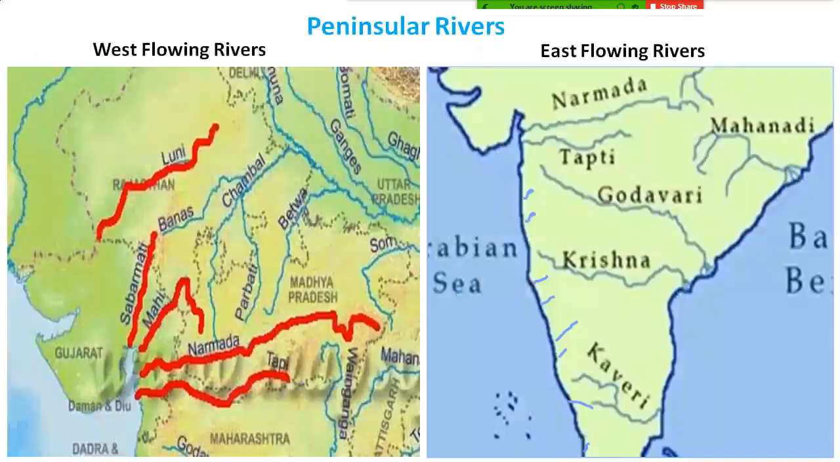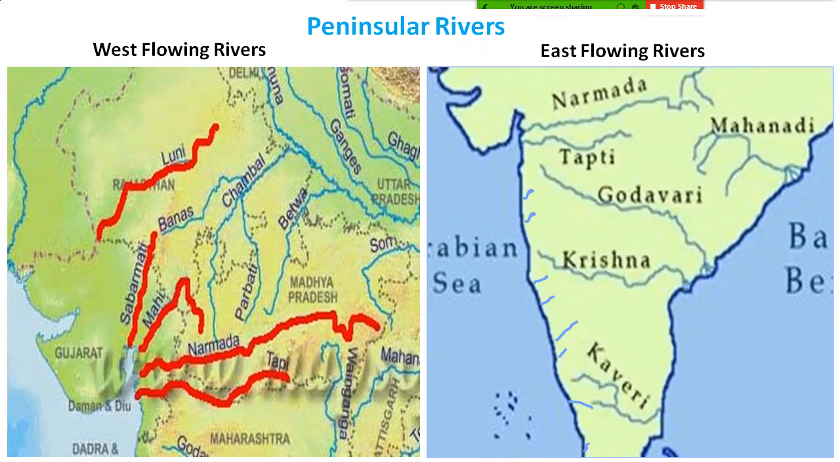We come now to the peninsular river systems. The peninsular river systems can further be divided into east flowing rivers, or the rivers that meet the Bay of Bengal, and west flowing rivers which meet the Arabian Sea. The Western Ghats divide these rivers into east flowing rivers and west flowing rivers. Therefore, the Western Ghats form a major water divide in the peninsular region.